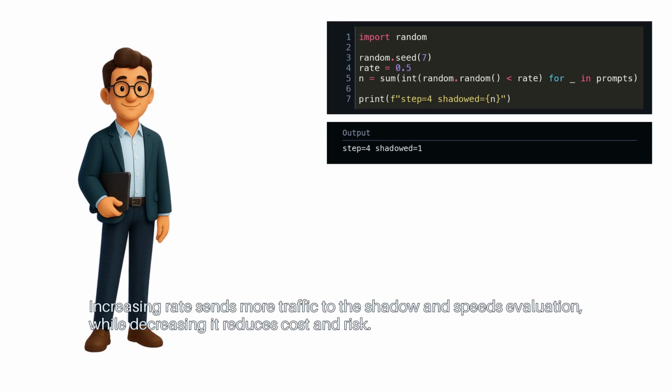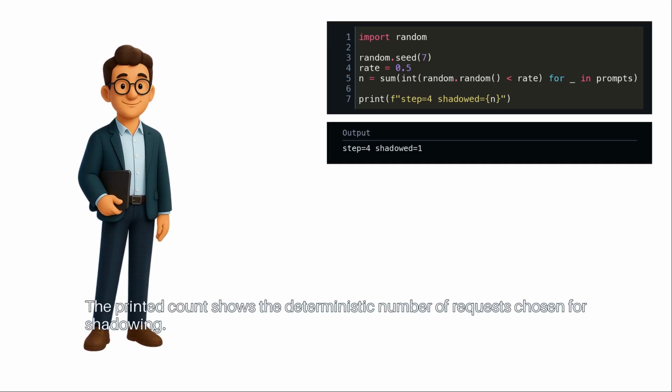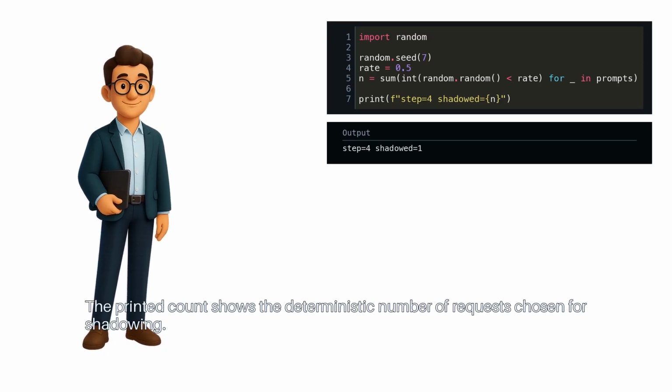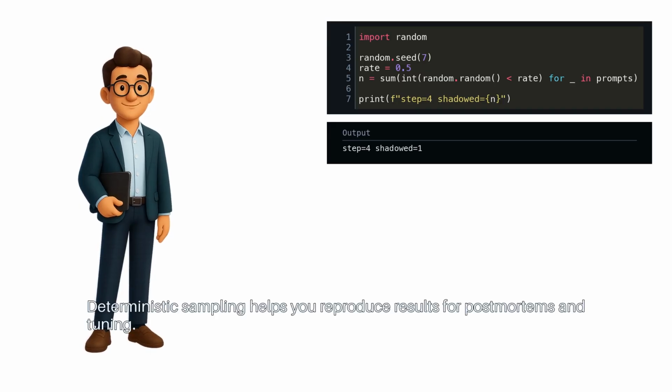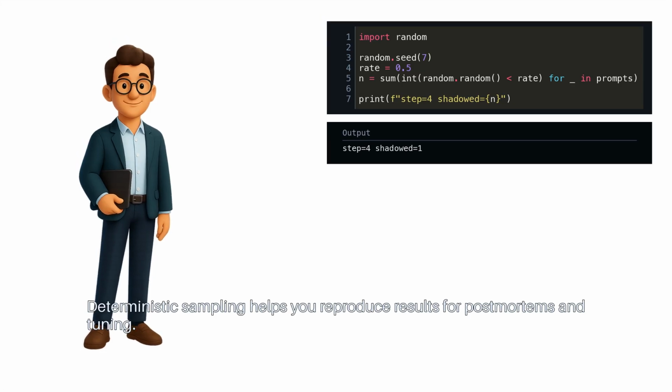Increasing rate sends more traffic to the shadow and speeds evaluation, while decreasing it reduces cost and risk. The printed count shows the deterministic number of requests chosen for shadowing. Deterministic sampling helps you reproduce results for postmortems and tuning.